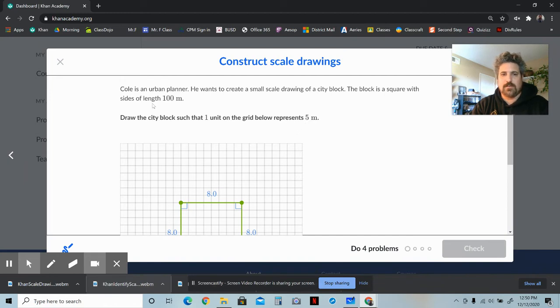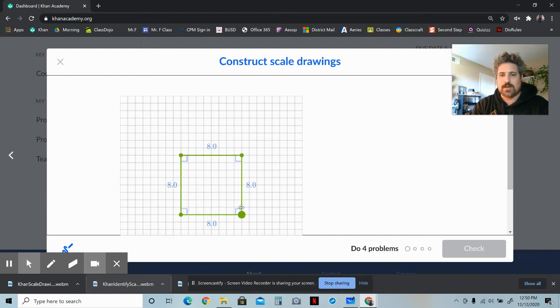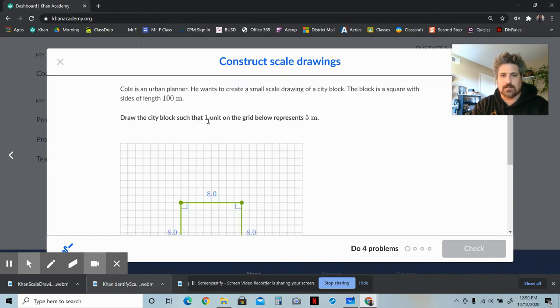All right, so if we know that it is a square with a side length of 100 meters, how many 5-meter sections would that be? Well, what's 100 divided by 5? 20. So every section on this grid should be 20, right? So we're going to then say that 20 goes into 100, 5 times.